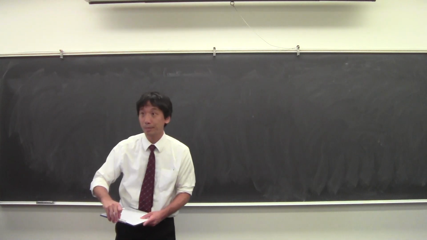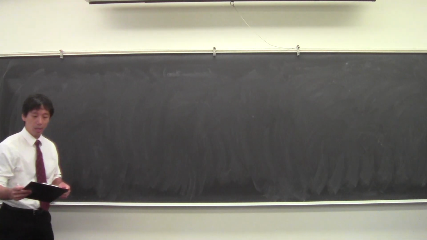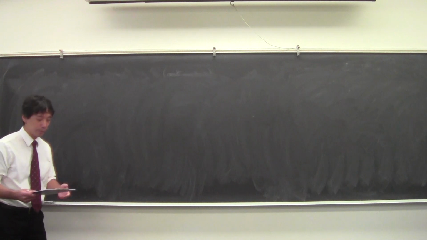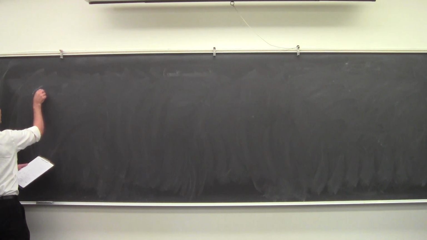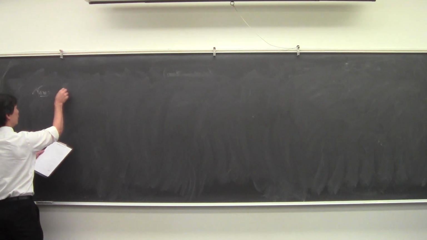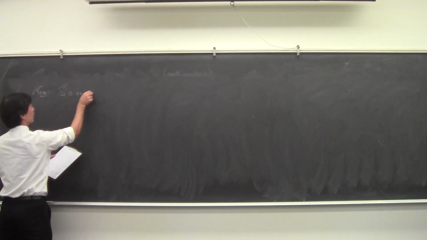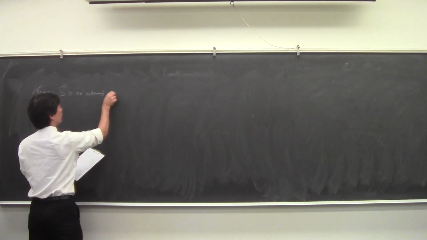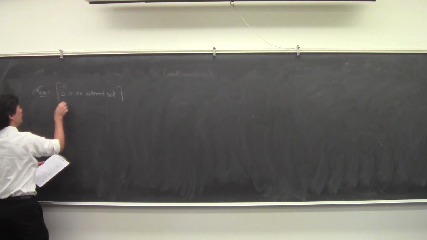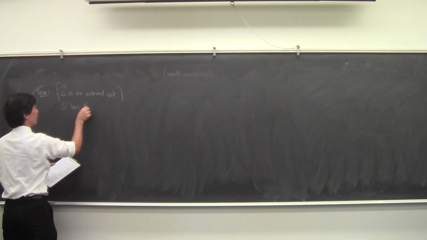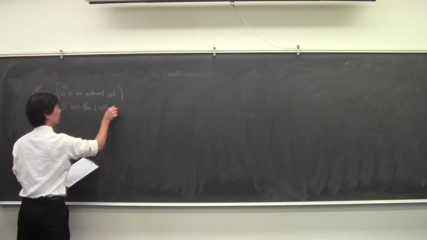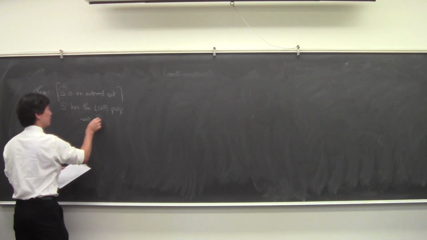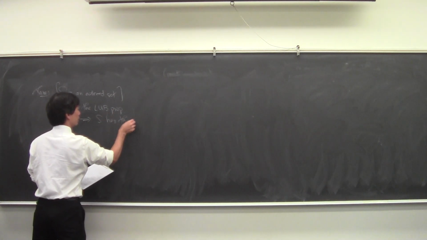Okay, so remember what we were in the middle of doing? We were proving the theorem that if S is an ordered set, and S has the least upper bound property, then in fact S has the greatest lower bound property.